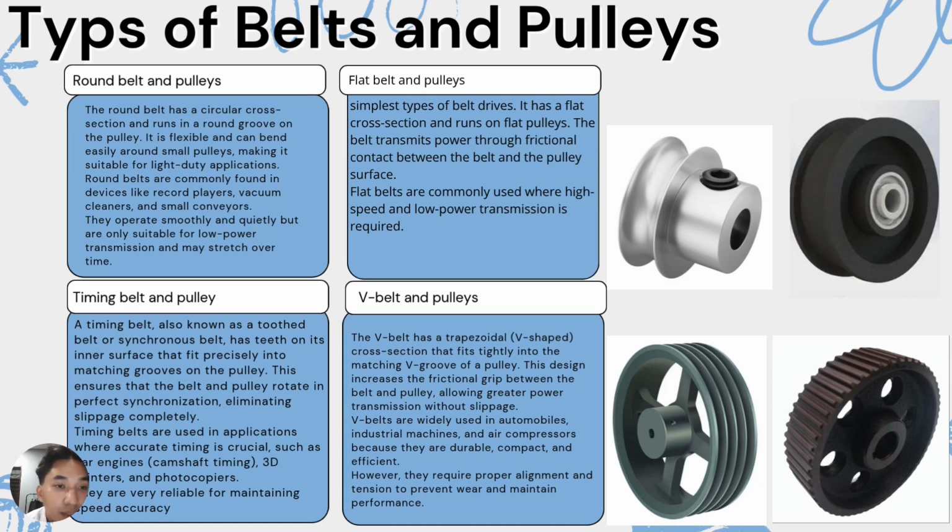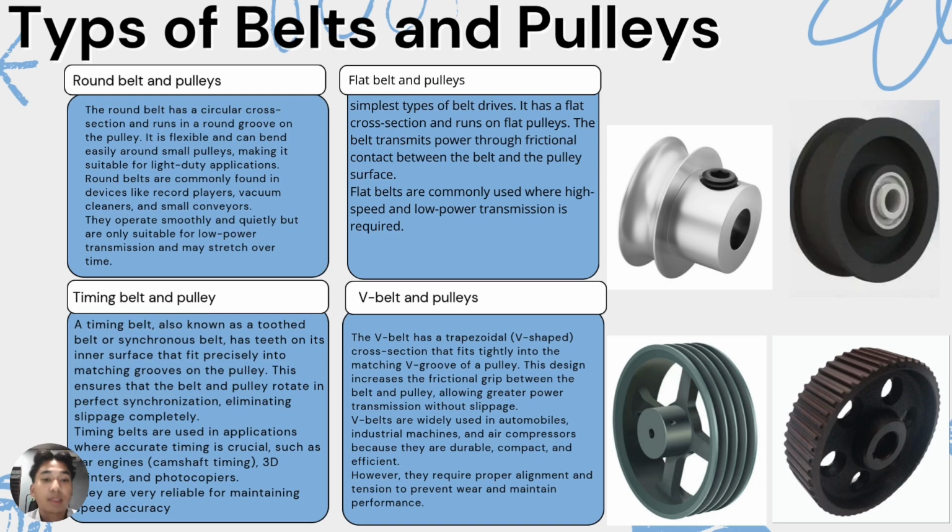The round belt has a circular cross section and runs in a round groove on the pulley. It is flexible and can bend easily around small pulleys, making it suitable for light duty application. And the flat one is the simplest type of belt drive. It has a flat section and runs on flat pulleys. The belt transmits power through frictional contact between the belt and the pulley surface. Flat belts are commonly used where high speed and low power transmission is required.